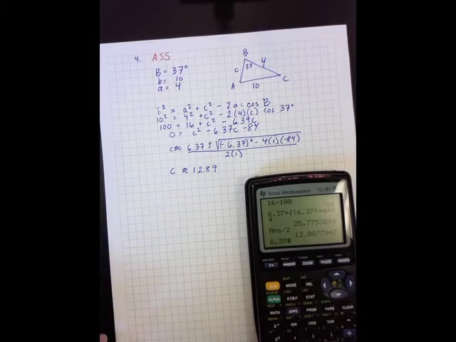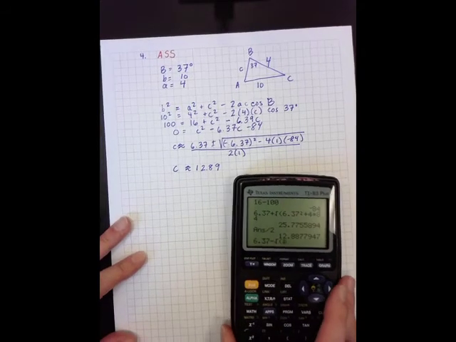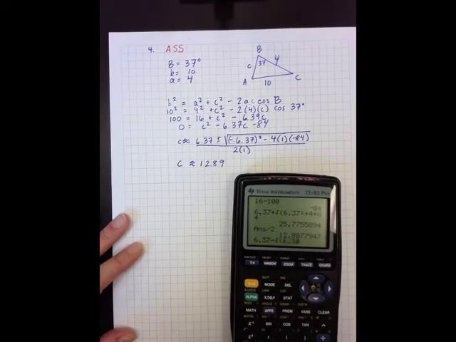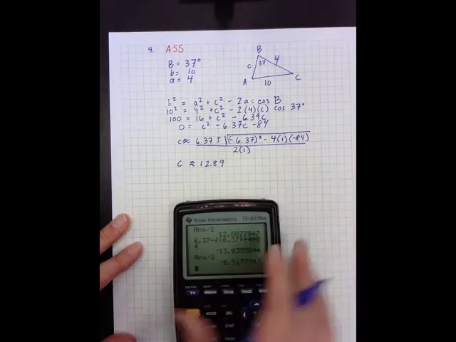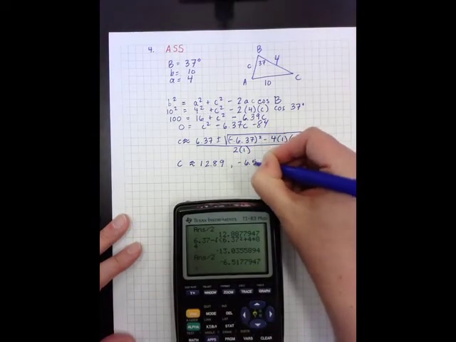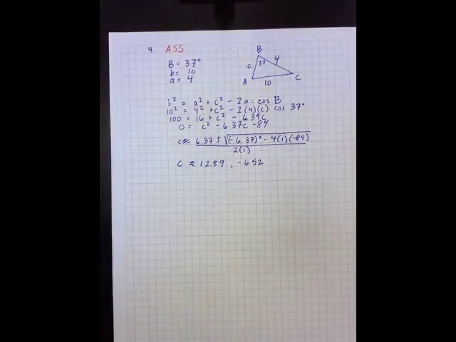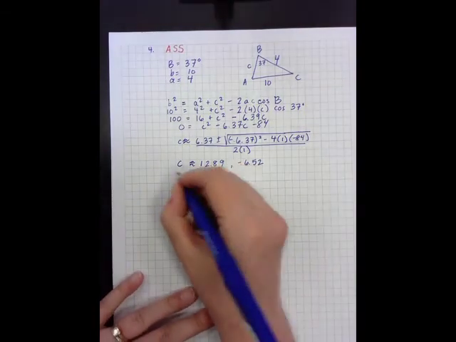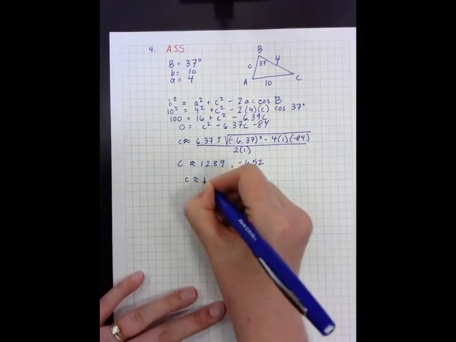And then my second answer, 6.37 minus the square root of 6.37 squared plus 4 times 84 divided by 2, is negative 6.52. And in this case, it turns out that while I have two answers, and it's the ambiguous case, the second answer doesn't actually make any sense, the negative 6.52. So while this case was ambiguous initially, we now come up with just one answer. So we would have side c is approximately 12.89.